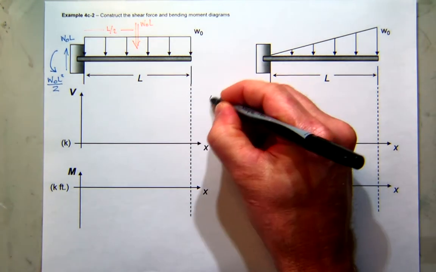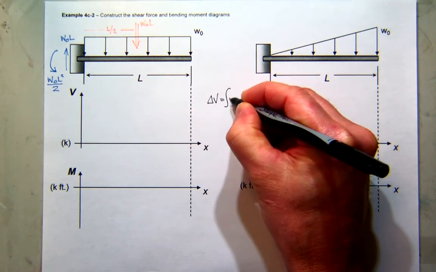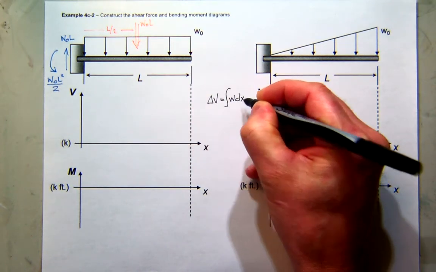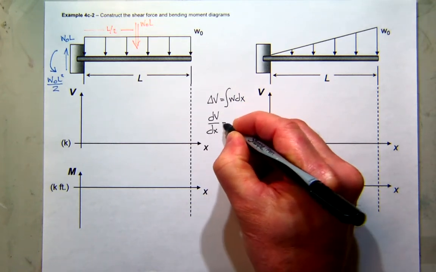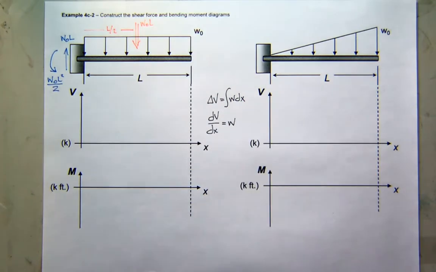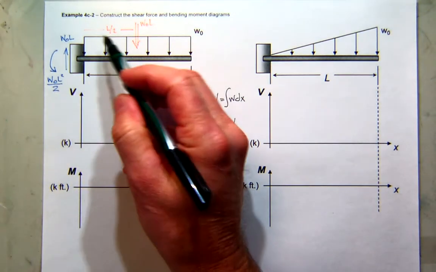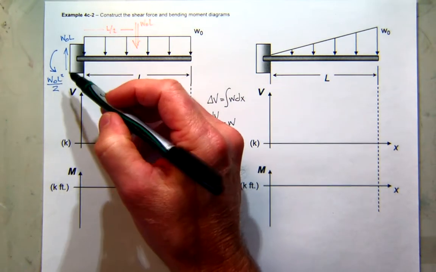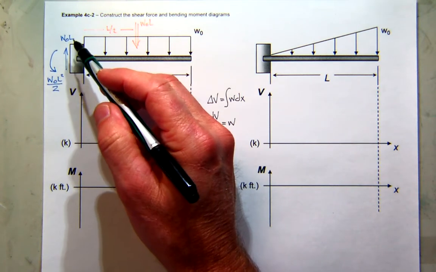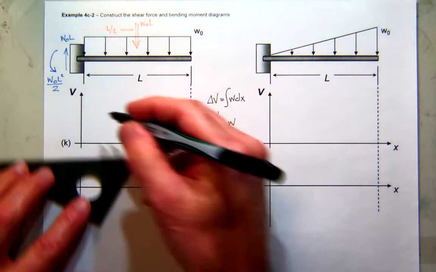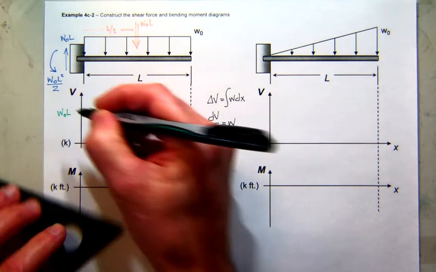All right, so now we're going to start with our shear diagram. And remember, we're going to use the relationships that we've already talked about. The change in shear is going to be the area under the load curve, and the slope of the shear diagram is going to be given by the value of the load. First, what do we know the shear to be at the beginning of the beam? Okay, this is a shear force. Is this positive shear or negative shear? Positive. So we're going to start at a positive shear value of W naught L.